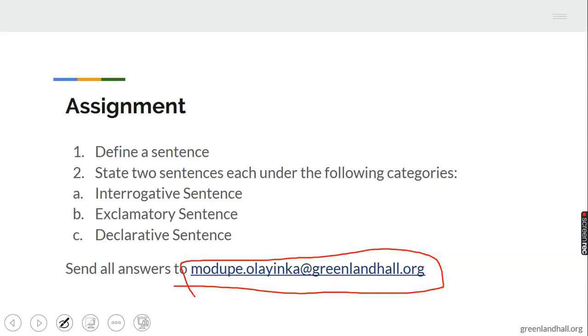Now, define a sentence. Set 2 sentences, each under the following category. Give me 2 examples of interrogative, 2 examples of exclamatory, 2 examples of declarative sentences. I'm expecting it today. Okay.